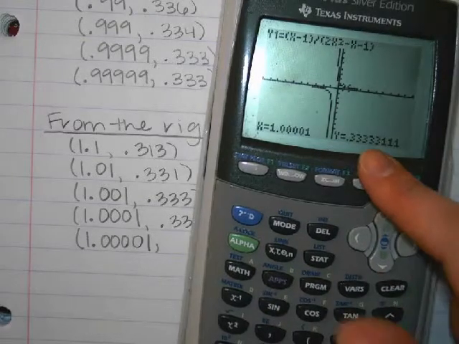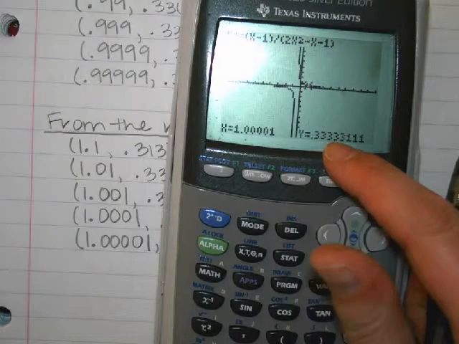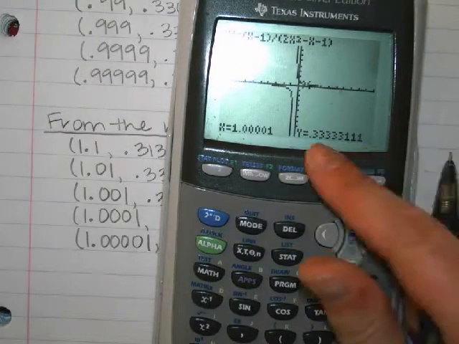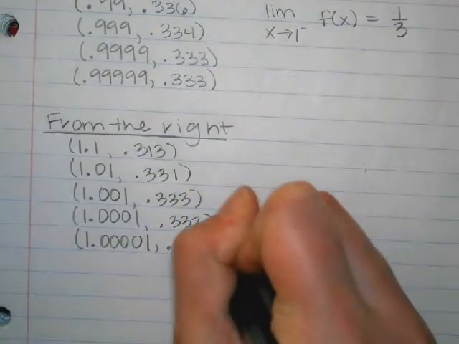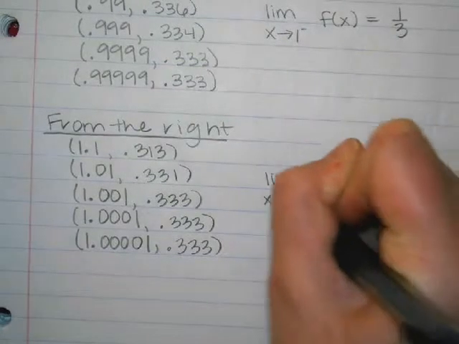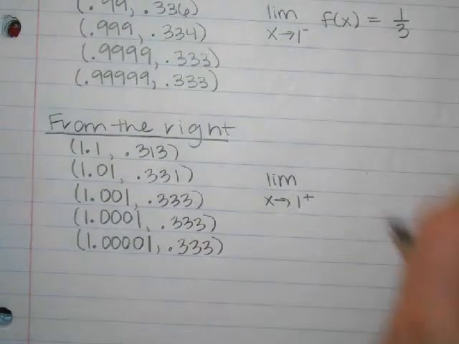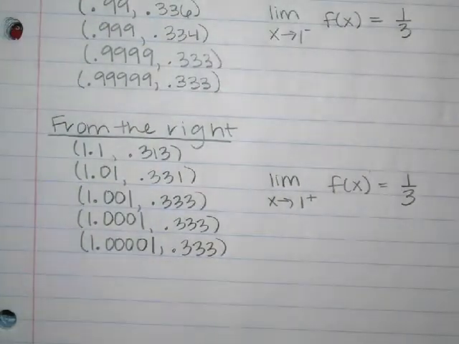so what you'll notice is each time I plug in a decimal that's a little bit closer to 1, the 3's go a little bit further. So our decimal for the y coordinate is getting closer and closer to 1/3 again. So here I'm going to say the limit as x approaches 1 from the right side is also 1/3.